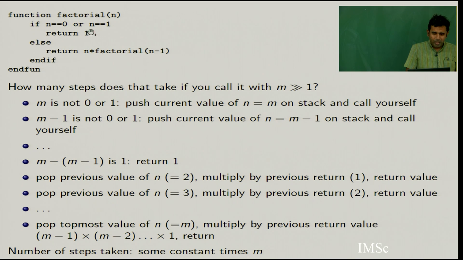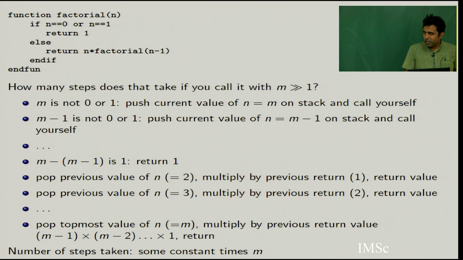Then it pops the stack at the next level to get the value 2 and multiplies by the previous value. Then it pops at 3 and multiplies by the previous value until it reaches back to the top, and then multiplies by all the previous values, and finally it returns the value it gets. So how many steps does it take? It is some constant times m, because all these recursive function calls take roughly m steps, give or take 1, and after you return from the function calls you also take about m steps. So the number of operations is some constant times m.